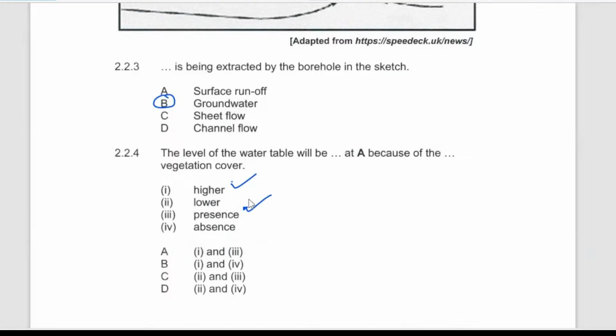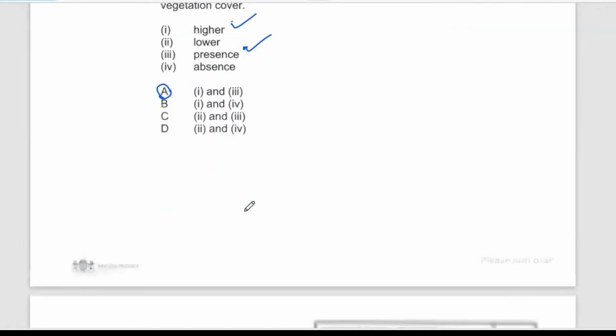They meet at C. Item number 1 says the water table will be higher at A, right? And that is because of the presence of vegetation. So our correct response must be item A, which matches higher and which matches the presence of vegetation, which qualifies our response to be correct at item A. Right, we move on to the next question.